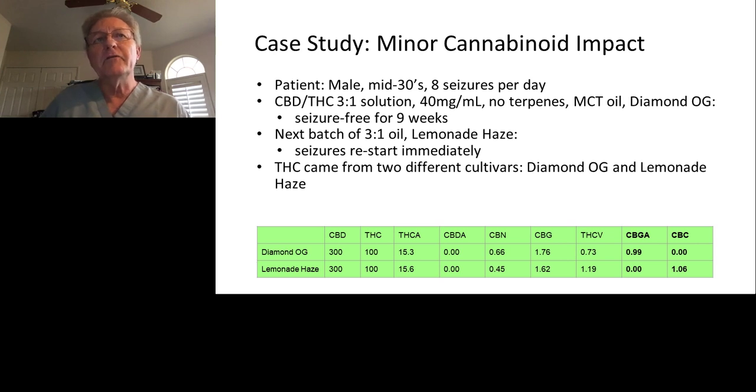To give you an example of how much we do not know, how important it is to know what actives you're working with. In this patient that was in his mid-30s, having 8 seizures a day for a very long time, treatment-resistant seizure disorder or epilepsy, they went to a San Diego dispensary and obtained a 3-to-1 sublingual solution that had a 40 milligram per mil concentration, no terpenes, put in MCT oil, and the particular cultivar was Diamond OG.